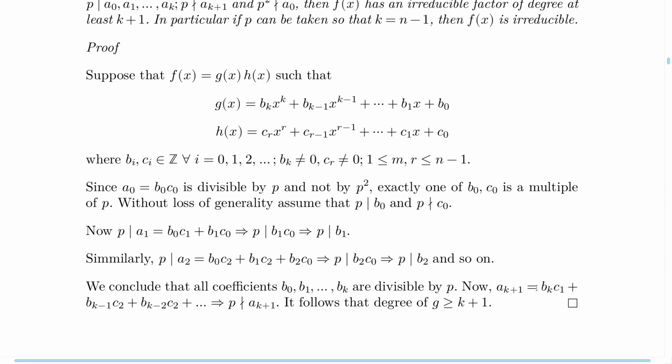Now a_(k+1) would be b_k c_1 plus b_(k-1) c_2 plus b_(k-2) c_3 and so on. This implies that p does not divide a_(k+1). Now notice that here b_k is divisible by p, b_(k-1) divisible by p also, and so on. Thus it follows that g has a degree greater than k plus 1.